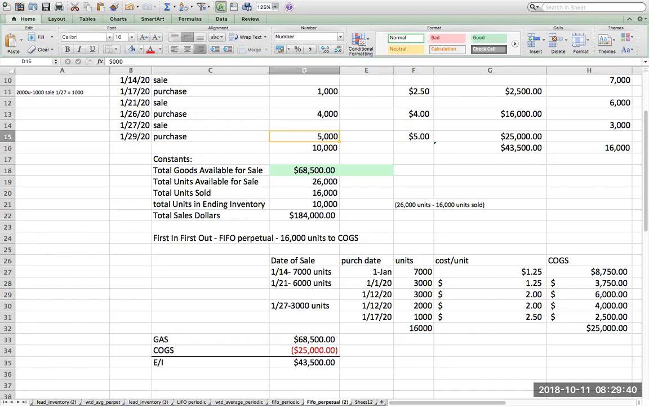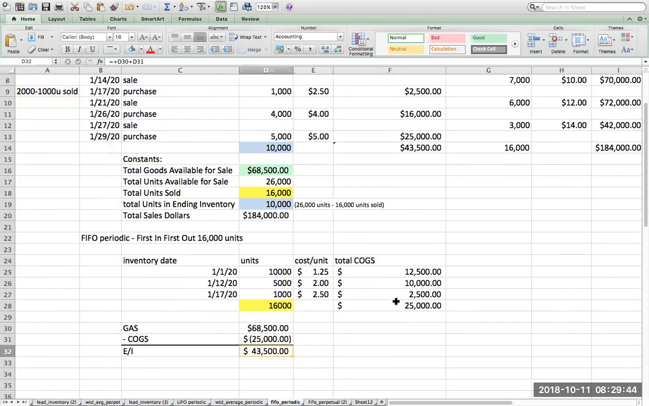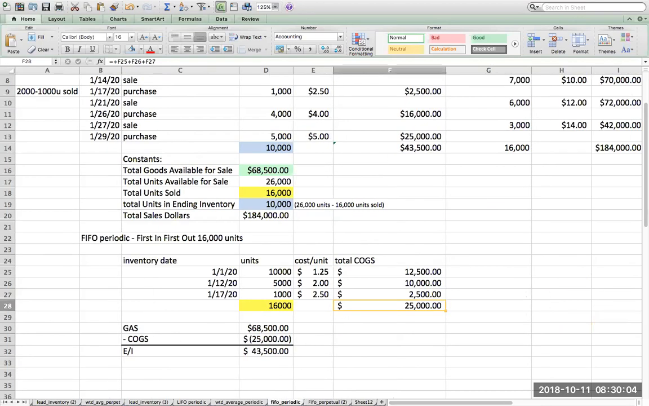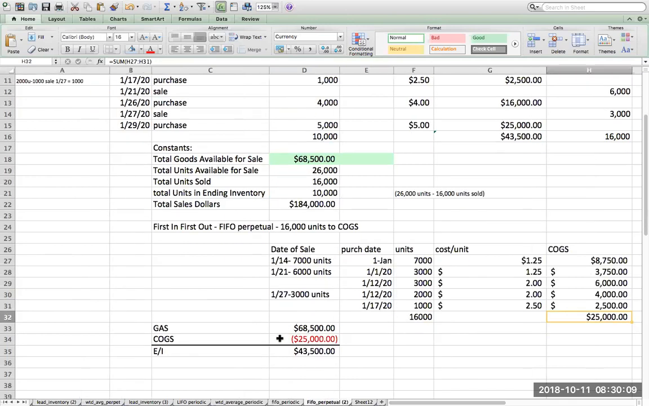When I look at FIFO periodic, what do you notice? I notice here that my ending inventory of 43.5 and my cost of goods sold are exactly the same. My ending inventory under FIFO perpetual and my cost of goods sold under FIFO perpetual are exactly the same as FIFO periodic. Which one is easier to do? That answer is FIFO periodic.